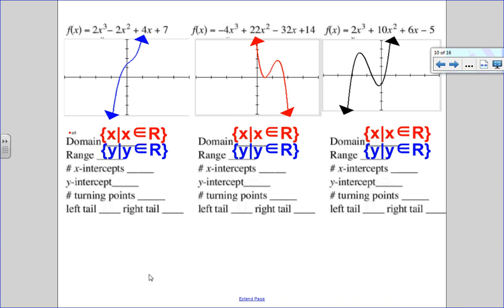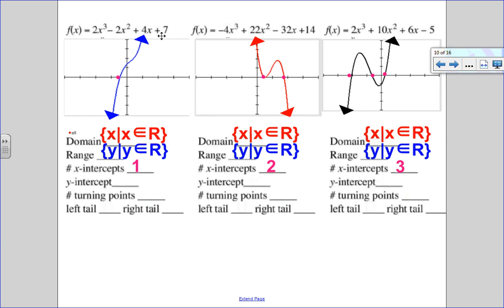Okay, let's look at just these last 3 here, and we're going to tie it all up together. So again, they all have the same domain and range. Okay, so for this blue graph, I have 1 x-intercept. For this red graph, I have 2. And for this black graph, I have 3. So it looks like I'm not seeing a graph with 0 x-intercepts.